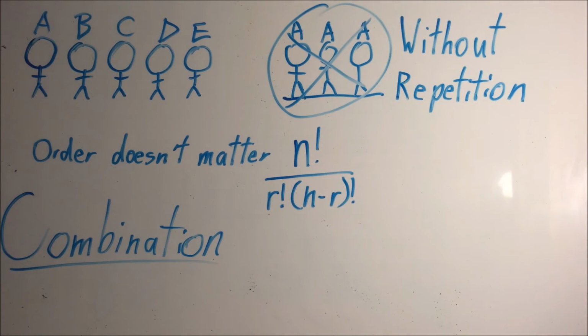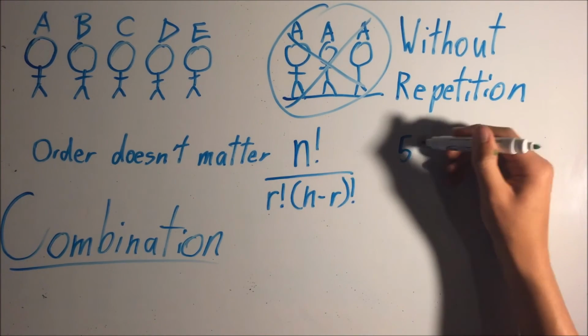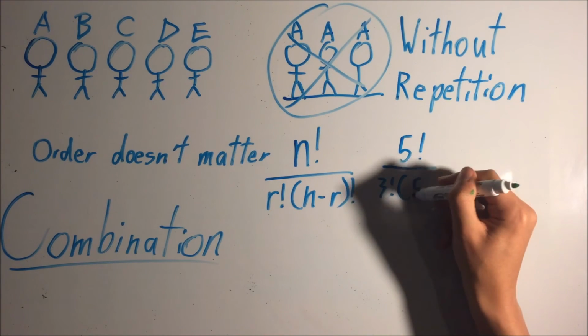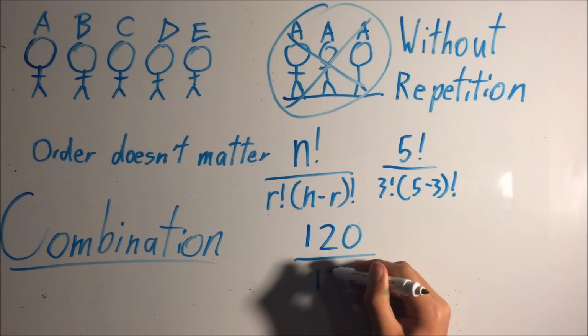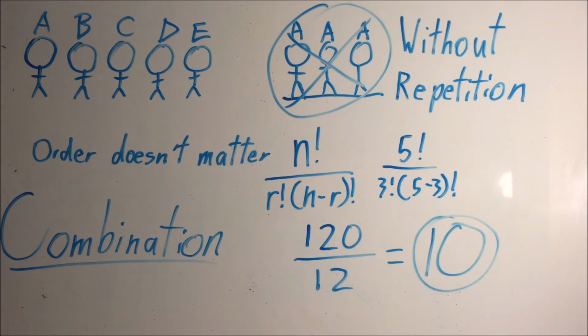And since we're choosing 3 out of 5 kids, when you plug this in, it comes out as 5 factorial over 3 factorial times 5 minus 3 factorial, which is equal to 120 over 12, which comes out to 10 different possible combinations.